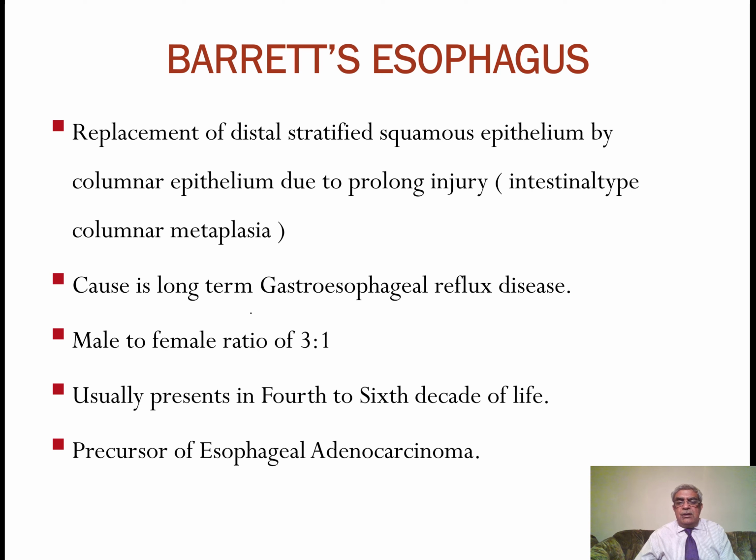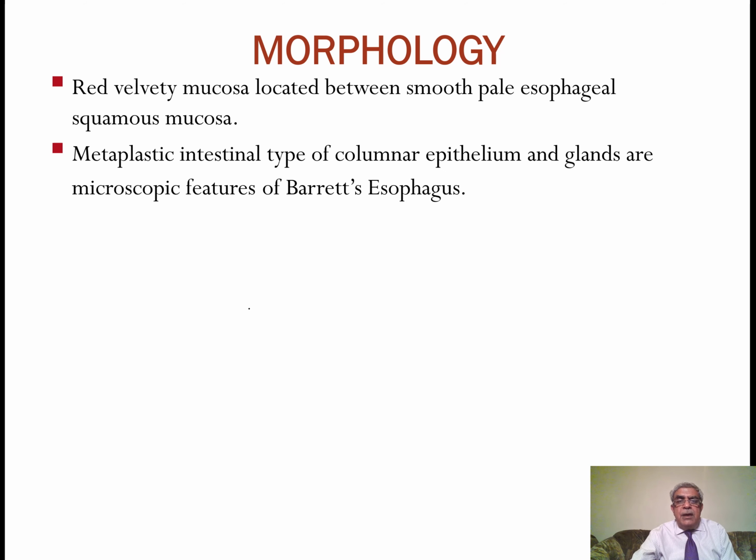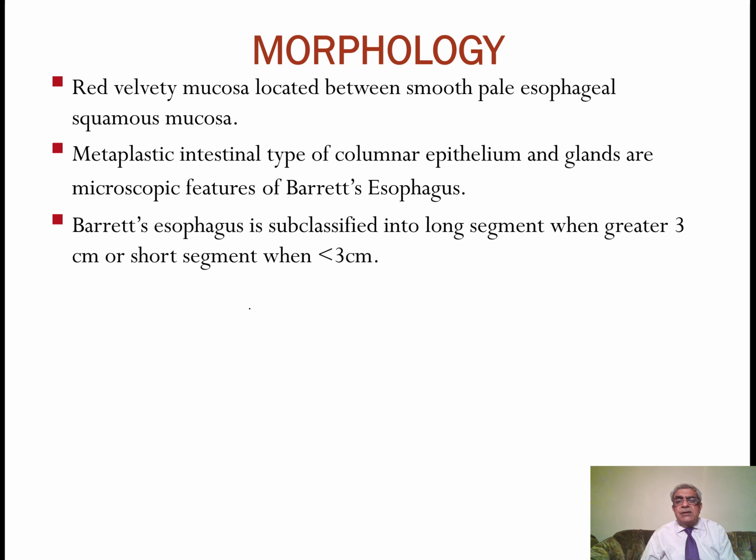for esophageal adenocarcinoma. Morphology: the mucosa is red, velvety, which is present between smooth, pale, elongated squamous mucosa. Metaplastic intestinal type of columnar epithelium and glands are present. These are the microscopic features of Barrett's esophagus. Barrett's esophagus is subclassified into long segment when greater than 3 centimeters or short segment when less than 3 centimeters.